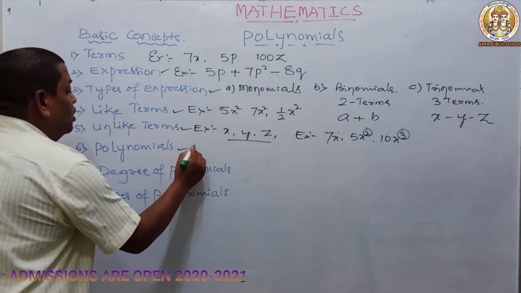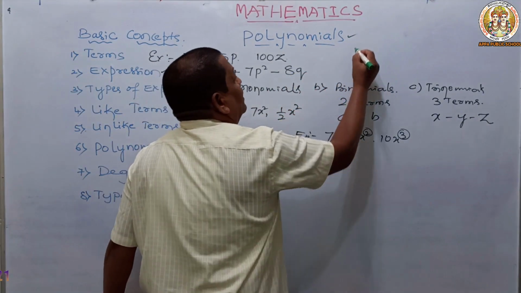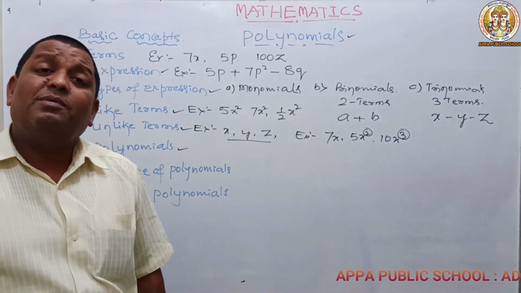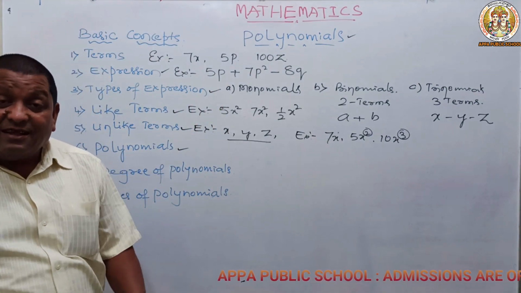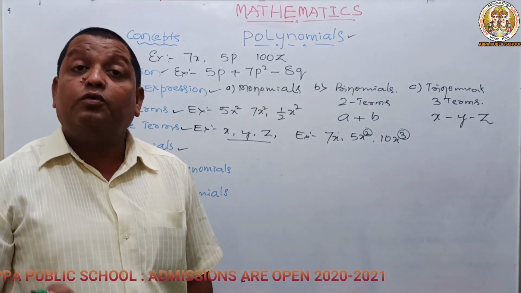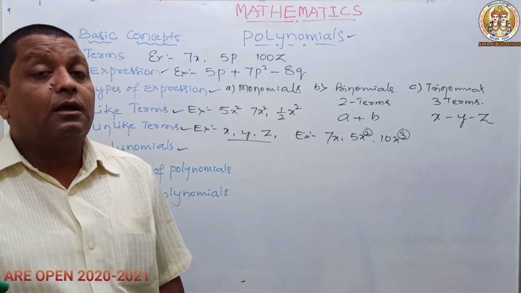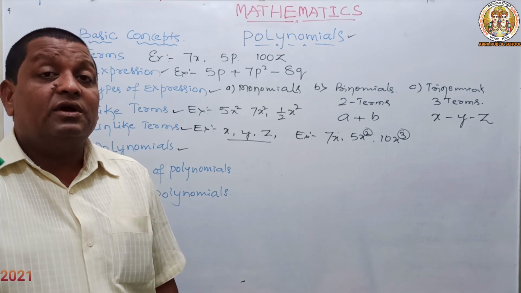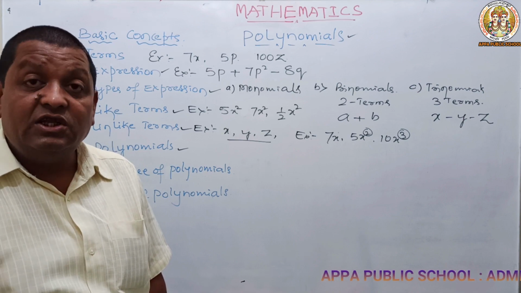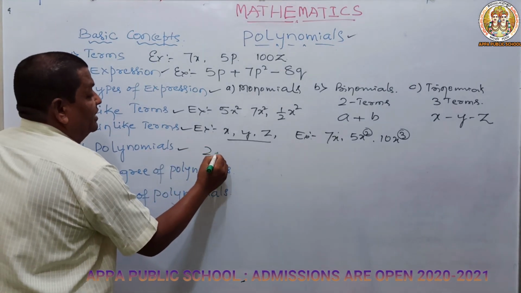After that we are coming to polynomials. This is our chapter in 9th standard, polynomials. So what do you mean by polynomial? It is an expression whose variable has a positive integer as its power. Okay, polynomials. So it is a polynomial.